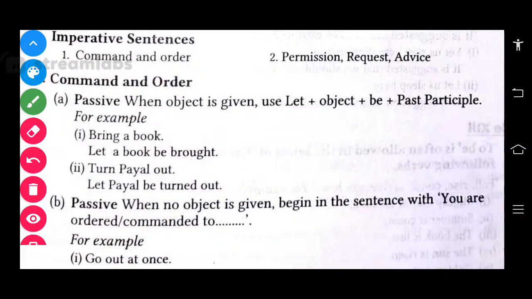See, bring a book. Imperative sentences generally start without a subject. So as it is a sentence without a subject, its passive has to start with let. Yeah, very good. Conjugation, very nice of you.